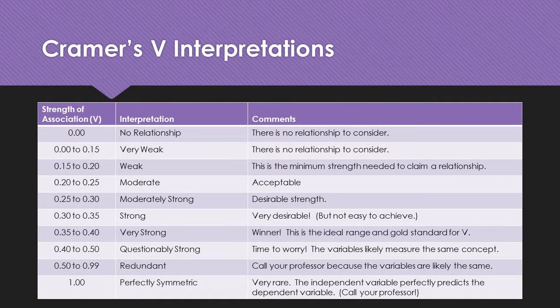I just wanted to show you the Cramer's V interpretation scale again. As you can see, 1.00 is perfectly symmetric and a very rare finding.